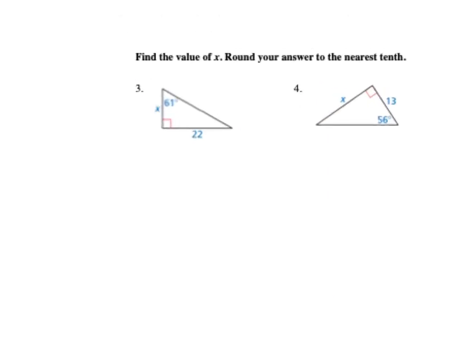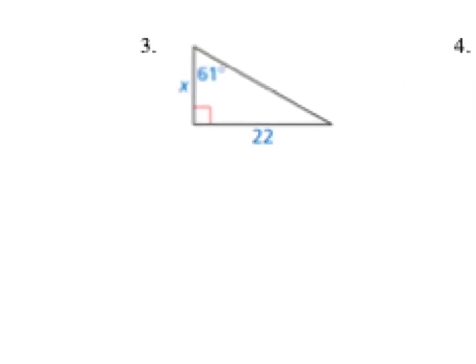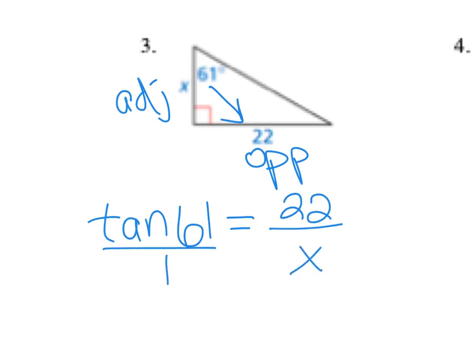Okay, so we have a couple more. Just going to practice the same basic idea. I have a 61-degree angle. I have a side that is opposite of it, and I have a side that is adjacent to it. So I know with opposite and adjacent, I'm going to use tangent, and I have to use the tangent of the angle. The angle is 61 equals opposite, which is 22, over adjacent, which is x. I'm just going to write this as a proportion.